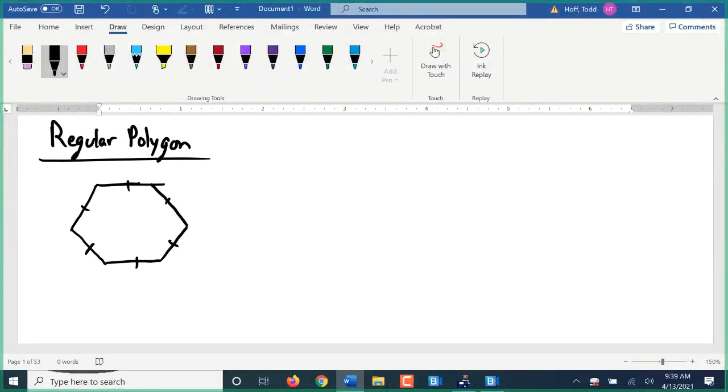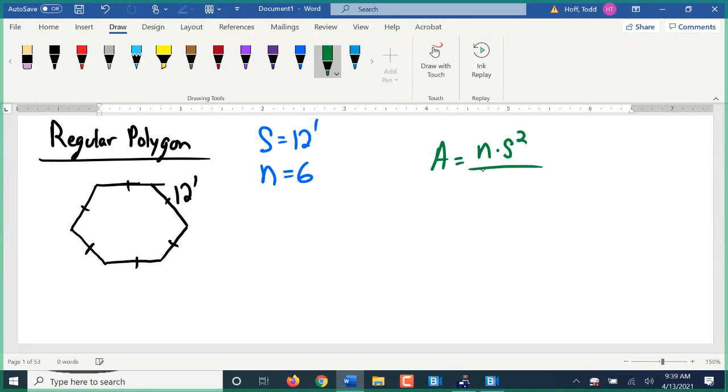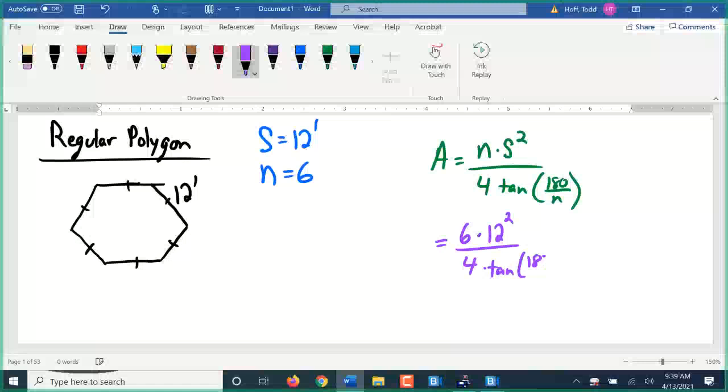Let's say that each side of this is 12 feet long. So for this, S equals 12 feet. That's the length of the side. N equals 6. That is the number of sides we have. If you recall, our formula for the area of a regular polygon was the area equals N times S squared over 4 times the tangent of 180 over N. So for this figure, we fill in the information. N is 6, S is 12, so it'll be 6 times 12 squared over 4 times the tangent of 180 over 6.